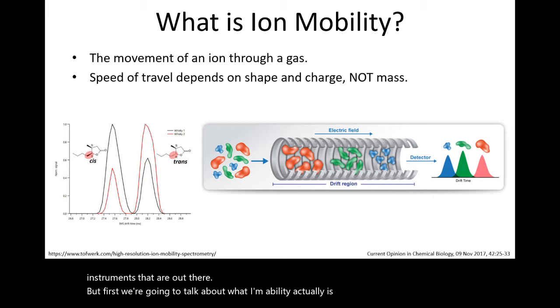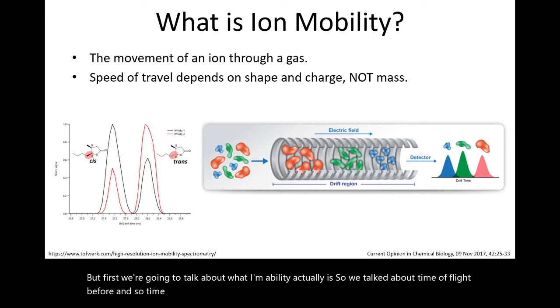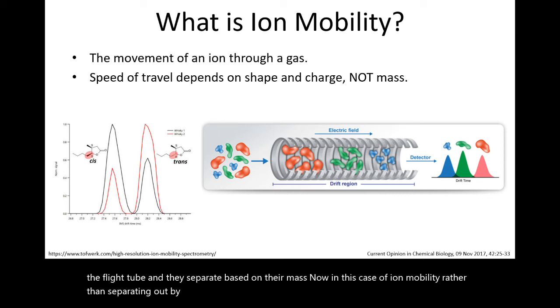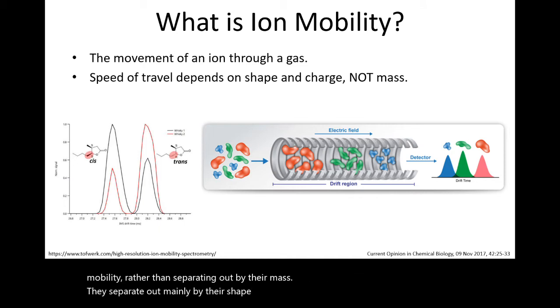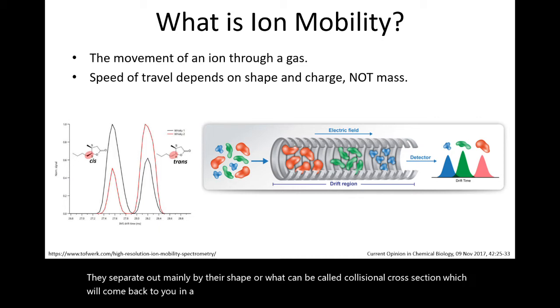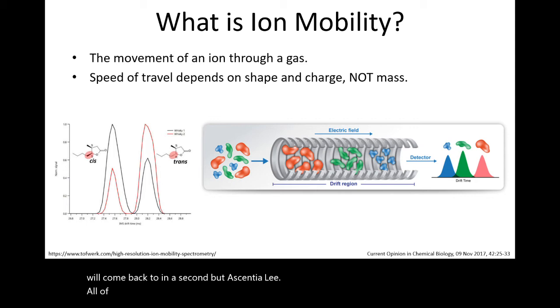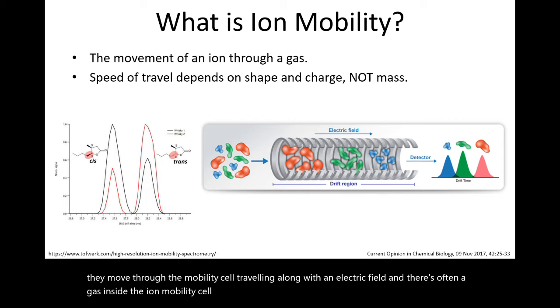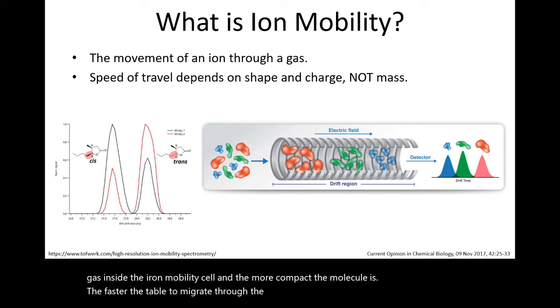So we talked about time of flight before, and so time of flight, all of the ions start at a certain point and then they drift through the flight tube and they separate based on their mass. Now, in this case of ion mobility, rather than separating out by their mass, they separate out mainly by their shape, or what can be called collisional cross section, which we'll come back to in a second. But essentially, all of the ions start at the same point outside the drift region of the ion mobility cell, and they move through the mobility cell, traveling along with an electric field. And there's often a gas inside the ion mobility cell, and the more compact the molecule is, the faster that it's able to migrate through the ion mobility cell, and you get separation out.